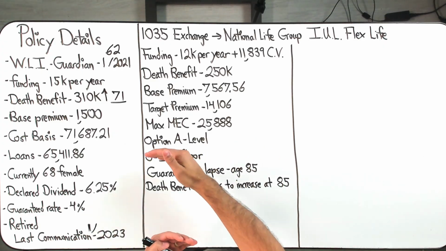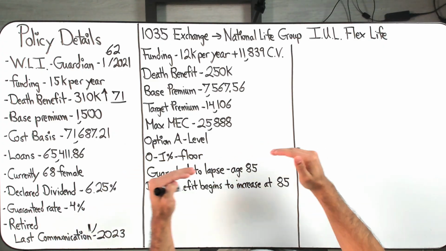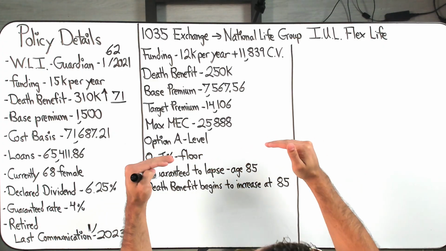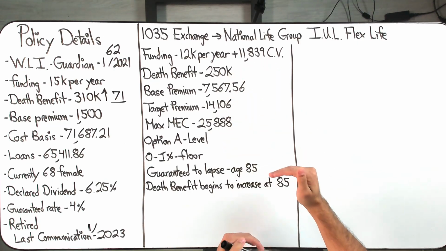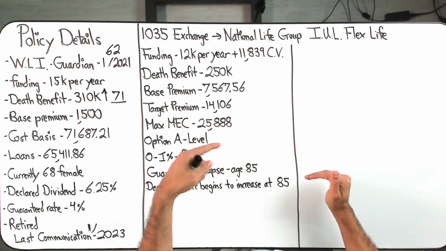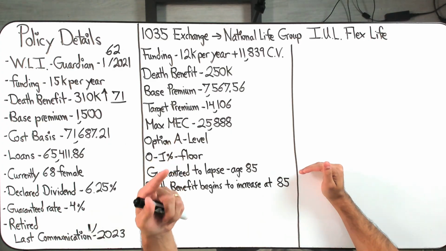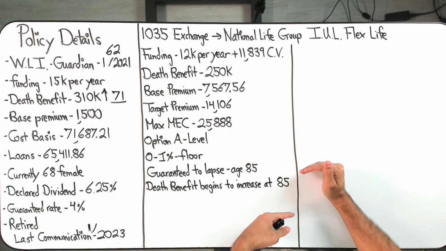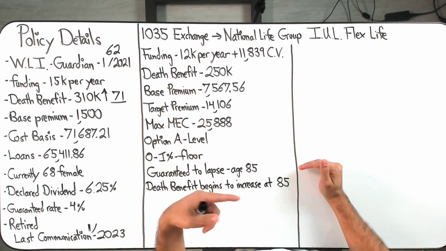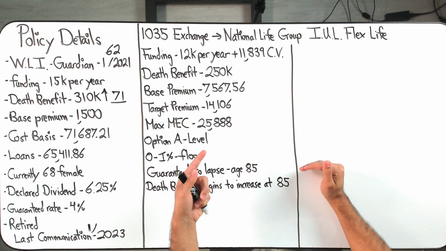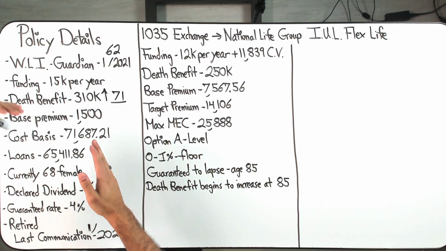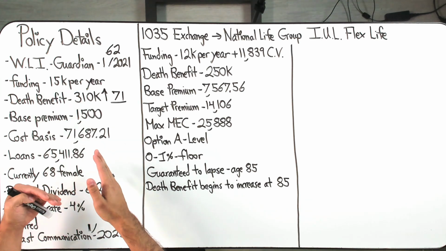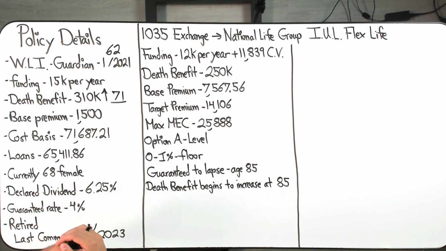And another thing you did was option A level. So you have a level death benefit of $250K, which stays level all the way to age 85. The death benefit doesn't increase until age 85, assuming she keeps funding $12,000 per year. My whole life had her funding $15,000 per year for the first 10 years and then dropping down to, say, the base afterwards.